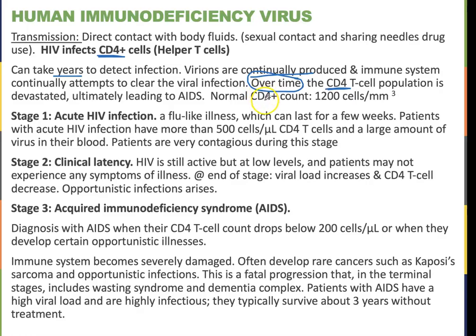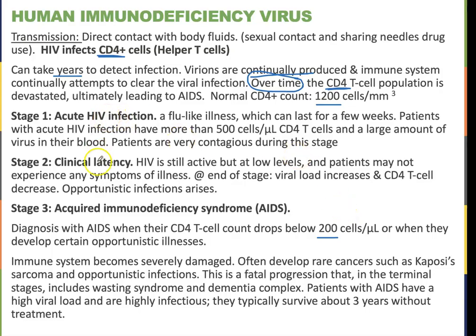So what happens over time is that your CD4 count gets very low and the viral load is going to increase. Normal CD4 count is going to be 1,200 cells per cubic millimeter. And AIDS, which is the terminal part of this infection, is 200 cells per microliter. So this is also microliter. Anyhow, you're losing a huge amount of your CD4 cells.